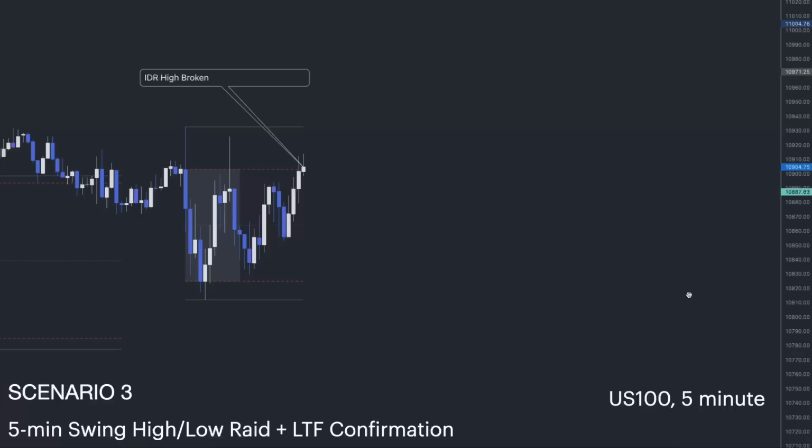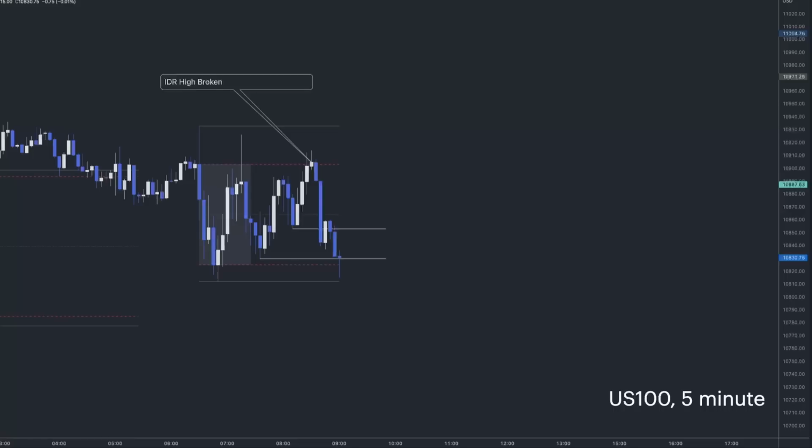Here we get a close above the IDR high, suggesting that the low of the day might be in. We can take a look within this range and see we have a swing low here and a swing low here. We can mark them out and wait for price to retrace. Price comes back to those lows a little bit later, and then we can look on the lower time frame to see if there's any reason to want to be a buyer.